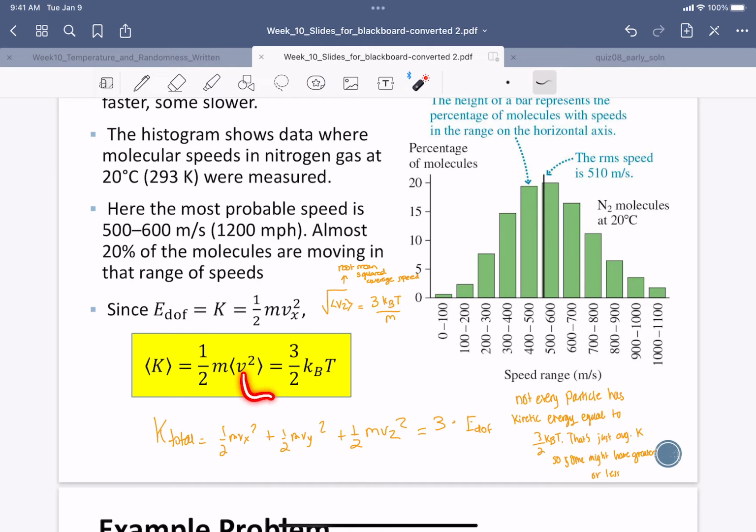So the v that you're using here should be your RMS speed. So if my RMS speed was the 576.83 from before, I do half times m times 576.83 squared.